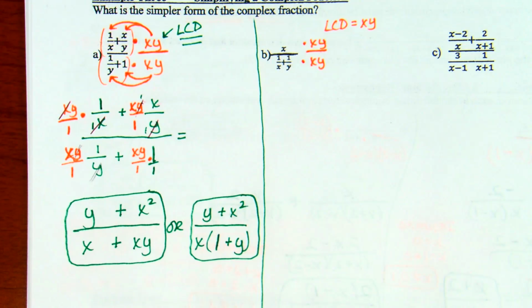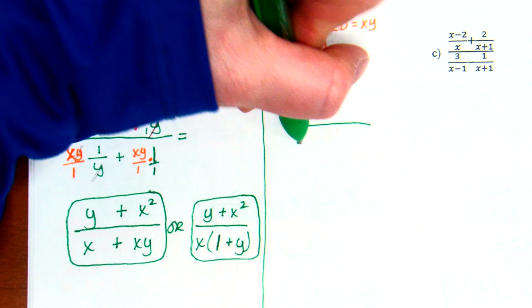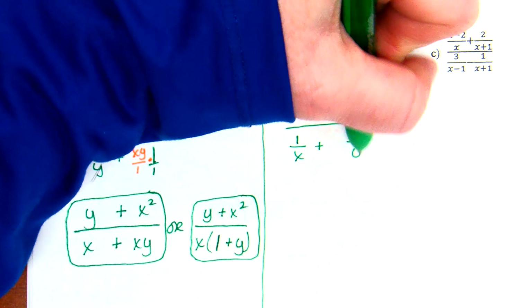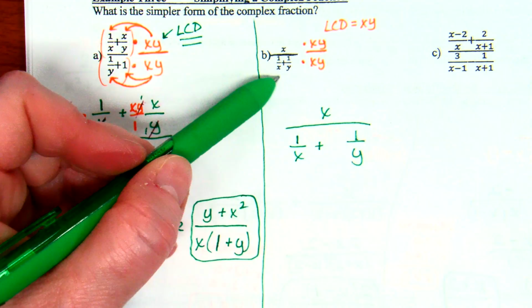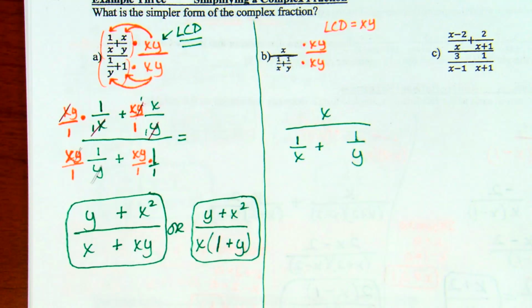So, I'm going to write this out like last time to help you guys see it. We have x on top. Because we had an x here and a y here. There's nothing in common between x and y, so we just multiply them together. If there's nothing in common, it's just multiply together. Kind of like if you were trying to add 1/2 and 1/3. 2 and 3 have nothing in common, so 2 times 3 is 6 would be our common denominator. Okay?